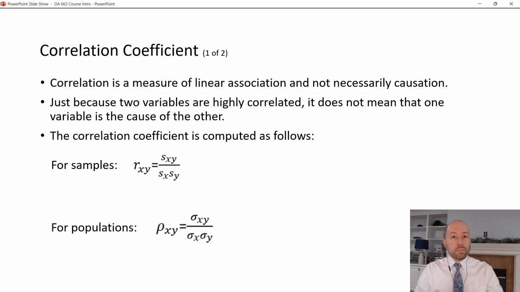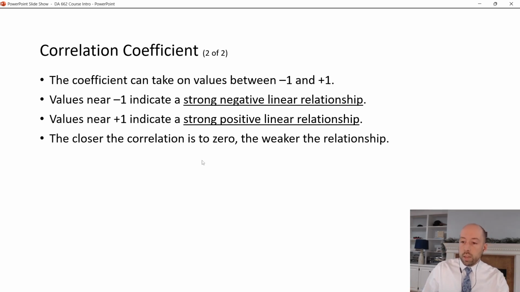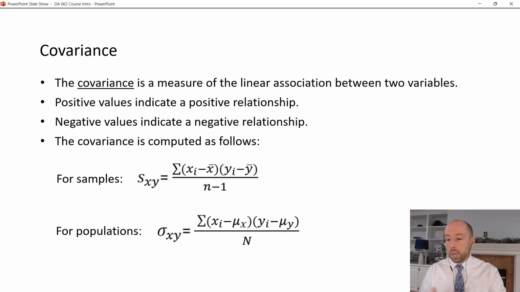So correlation is the famous thing that we like to use instead of covariance because it has no units and it's easy to interpret. Values near -1 indicate a strong negative linear relationship. Not only that the relationship is downward sloping, but it has a lot of explanatory power. And values near +1 indicate a strong positive linear relationship. Not only that the variation is upward sloping, but it has a high amount of explanatory power.